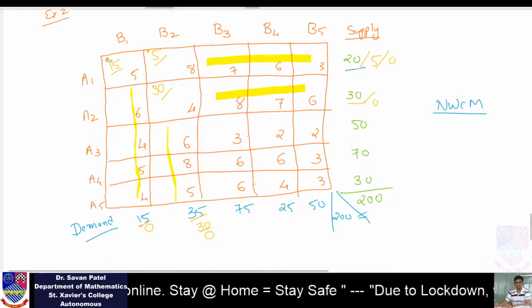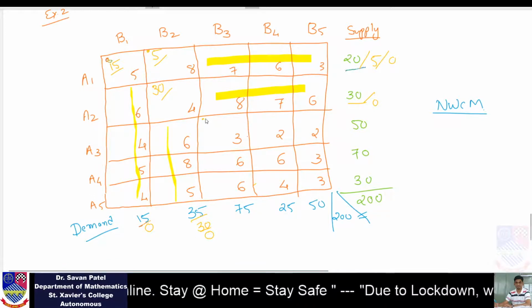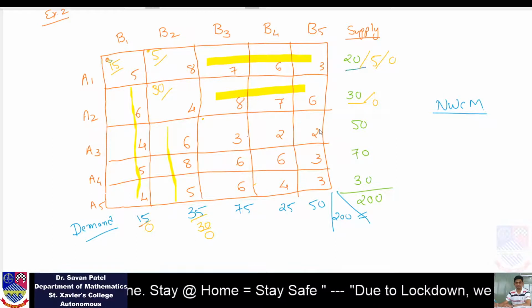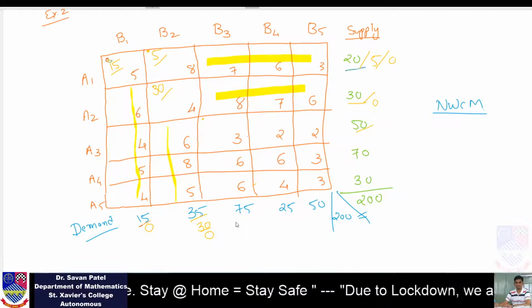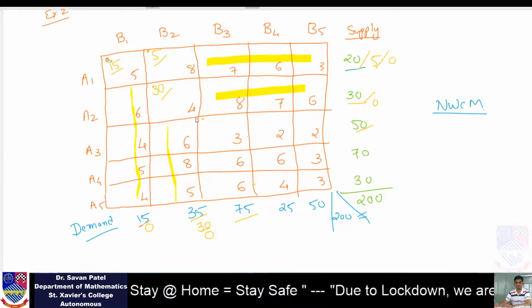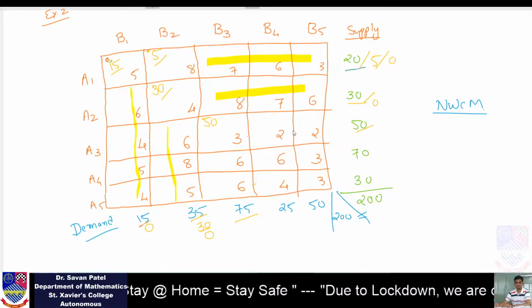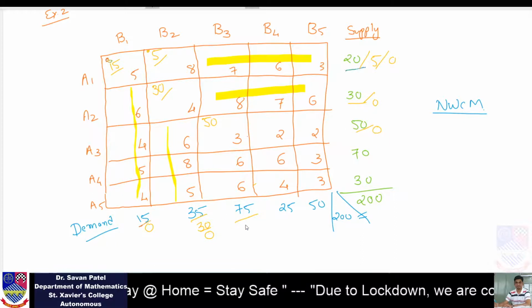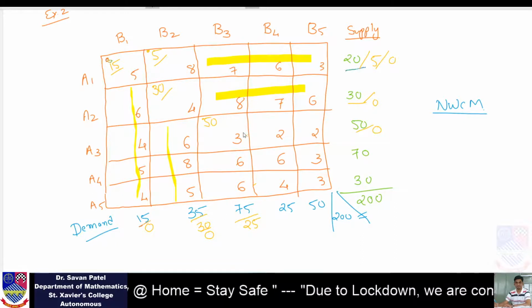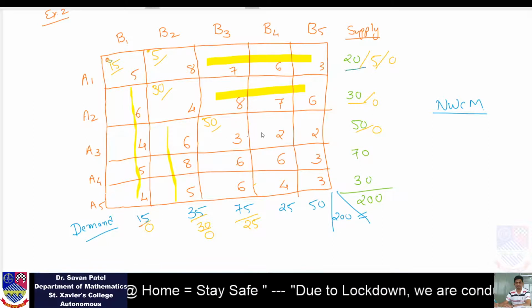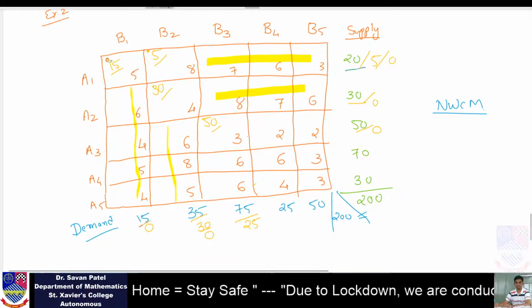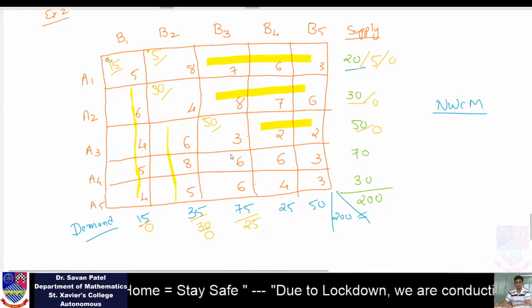Now the northwest corner is this. Here the minimum of 50 and 75 is 50, so we will transport 50 units here. So we are left with 0 here and 25 units here. So this is 0, so the corresponding row will be cancelled.